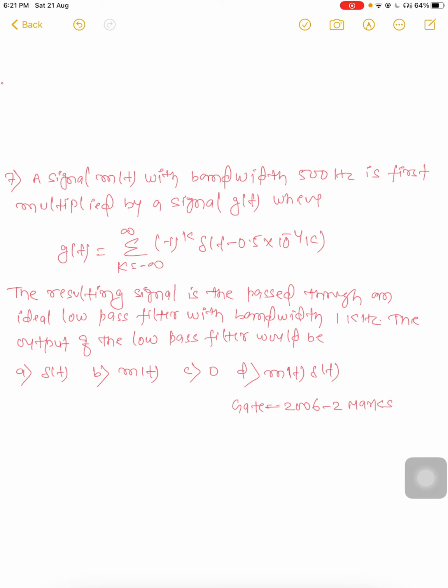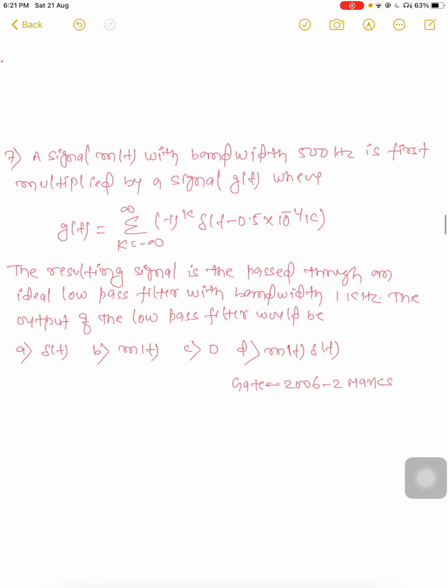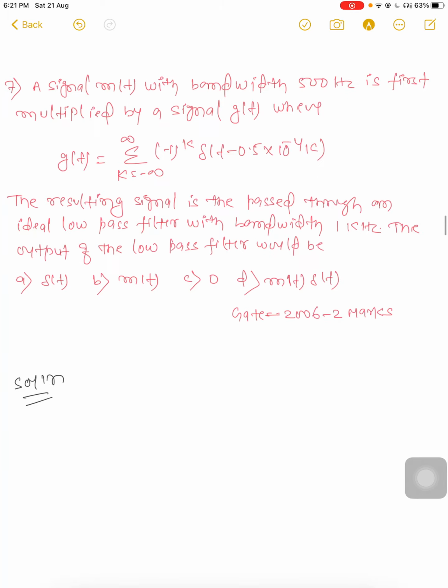Comes to the next question. A signal m(t) with bandwidth 500 Hz is first multiplied with a signal g(t), where g(t) is the summation over k from minus infinity to infinity of (minus 1) to the power k times delta of t minus 0.5 into 10 to the power minus 4 k.